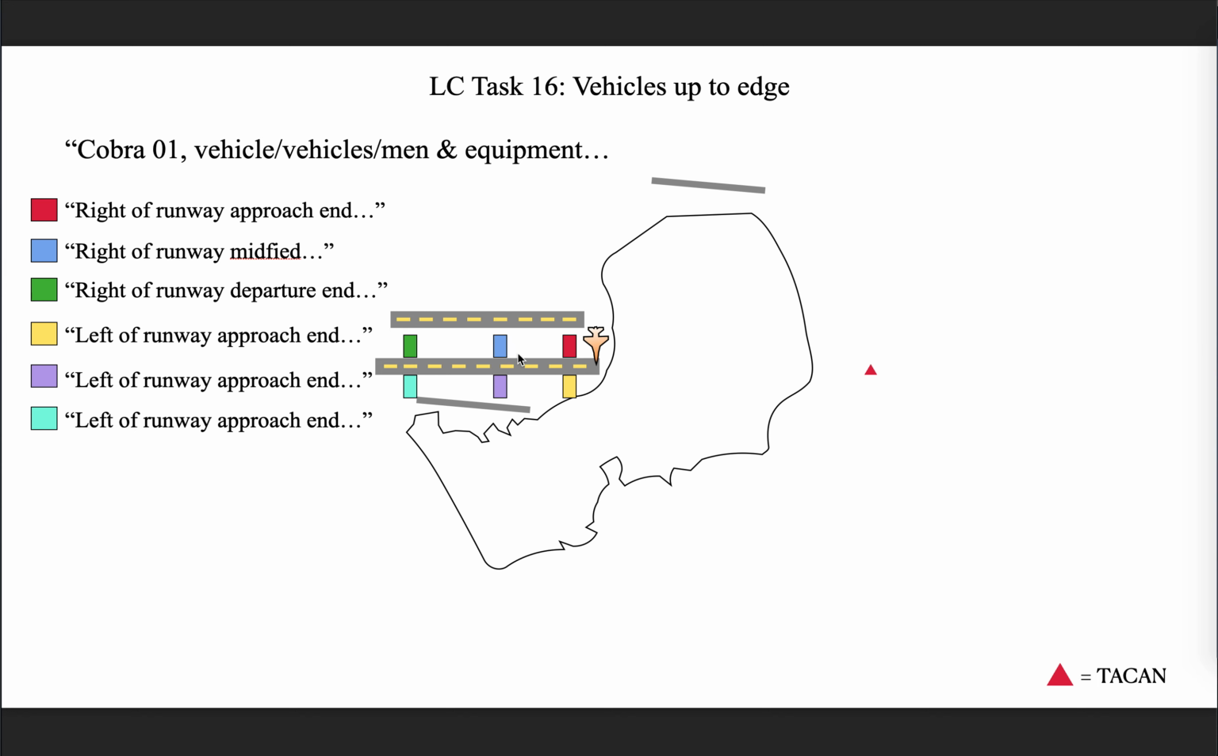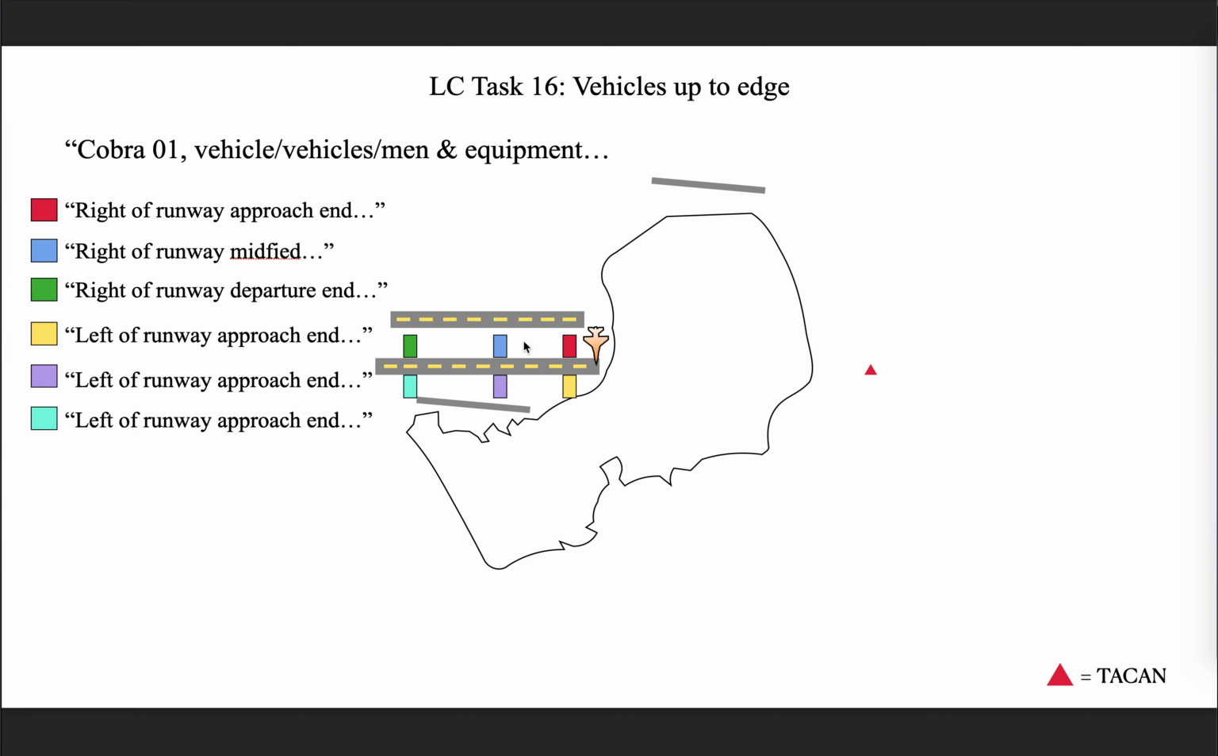However, right side of runway gives the pilots the illusion or misconception that there may be vehicles on the runway, but on the right side. Instead, a better approach would be to say vehicles right of runway approach end, right of runway midfield, right of runway departure end, left of runway approach end, left of runway midfield, left of runway departure end. And what happens if they're right here in this general vicinity? What would you say? That's kind of up to you.